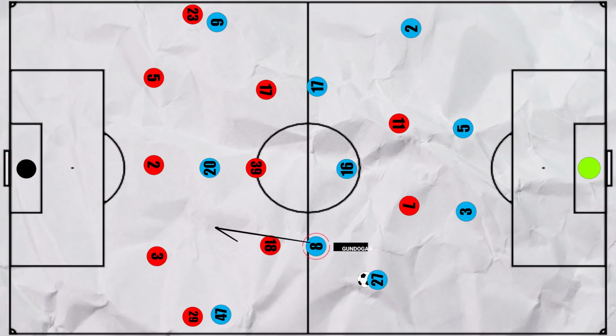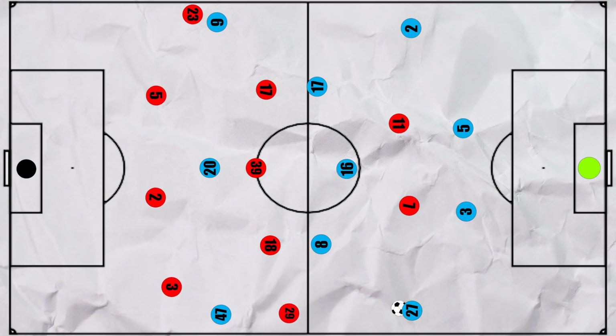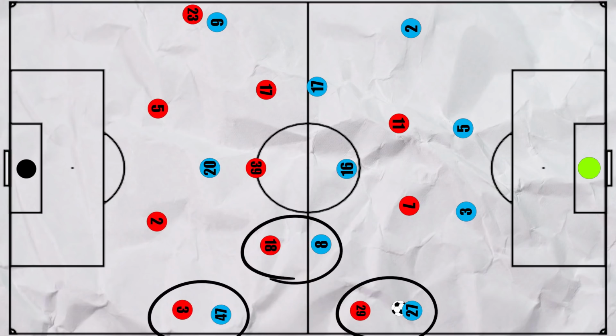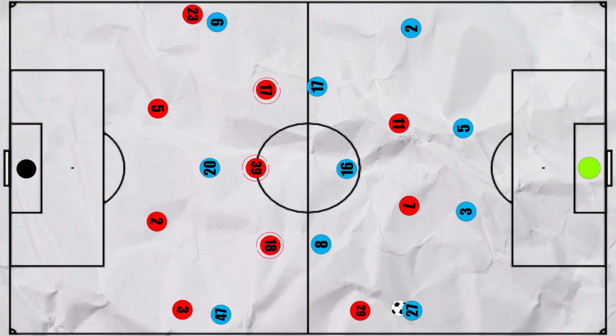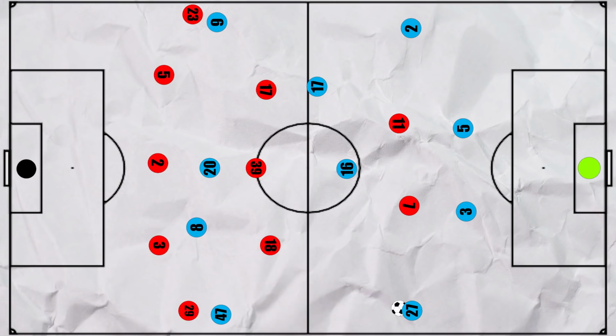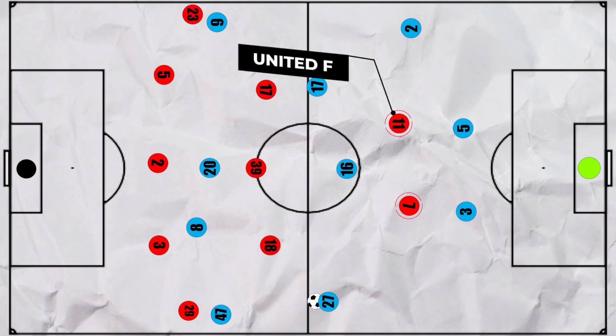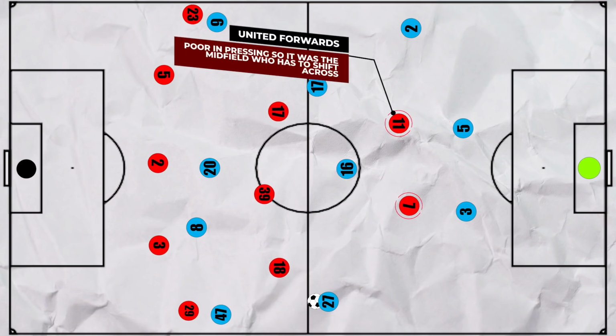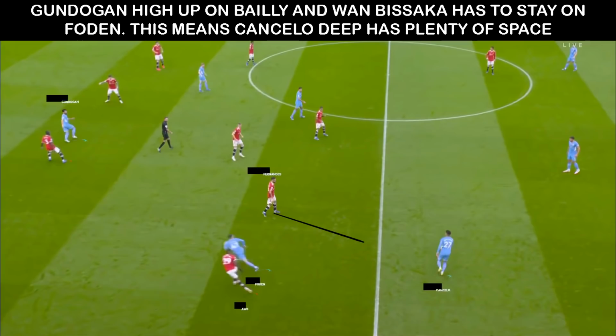With Cancelo often deeper, Gundogan could push up into a forward position to tie up Lindelof or Bailly. If he didn't do this, United could potentially just switch to a back 4, with Wan-Bissaka pushing higher up to pressure the man on the ball, allowing the United midfield to stay set. But with Gundogan high, it meant that United stayed in a 5, and their forwards and midfield would have to shift across to deal with the overload.